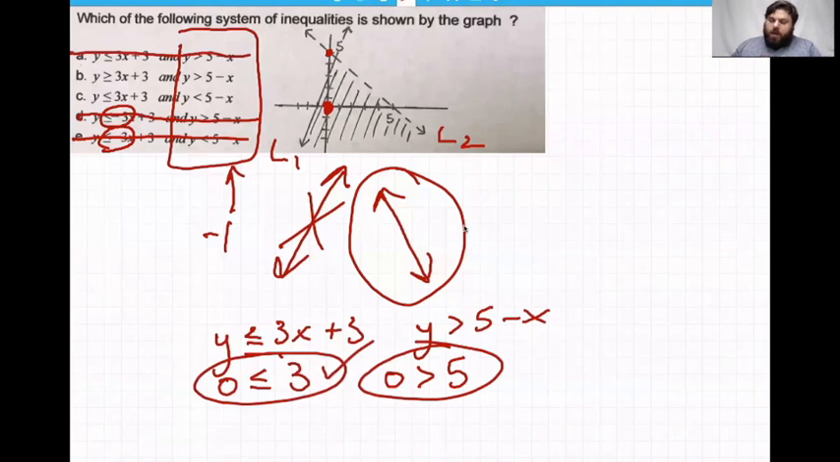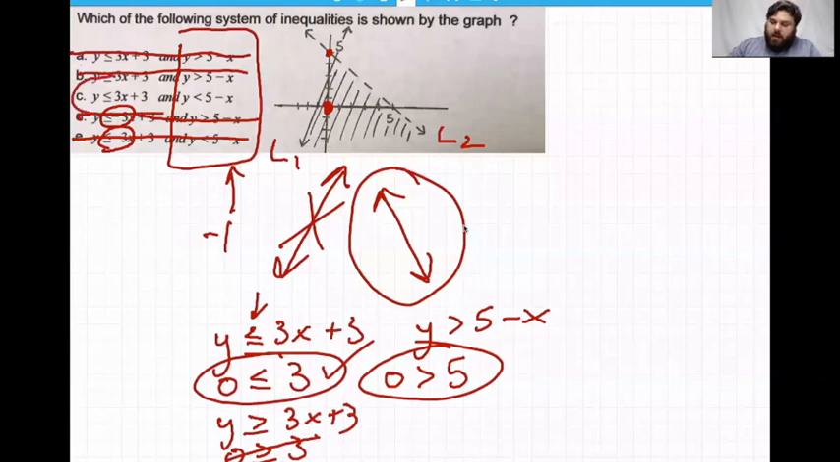If I work the other one, you can see how the less than should have worked, because if I try B, this is y is greater than or equal to 3x plus 3, and when I plug in those numbers, I get 0 is bigger than 3, which doesn't work, so it can't be B. It's got to be C, okay?